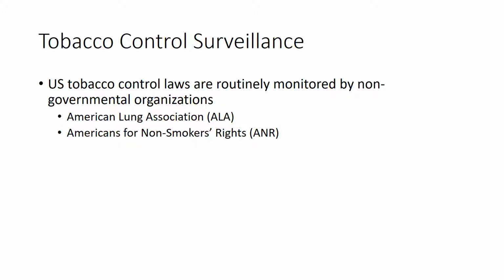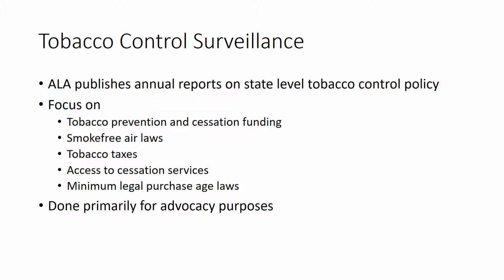And there are two organizations who have really kind of led the charge, at least from what I could see, in terms of routinely monitoring tobacco control laws here in the United States. You have the American Lung Association and Americans for Non-Smoker Rights. So the American Lung Association, the ALA, they have annual reports for each state.